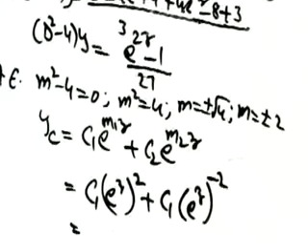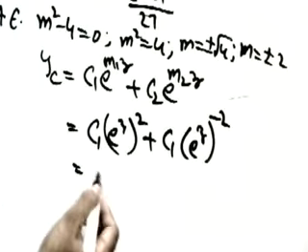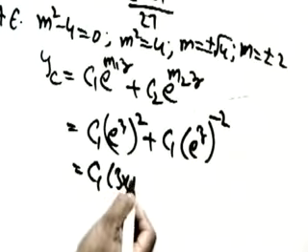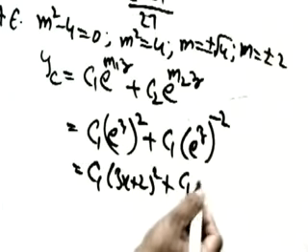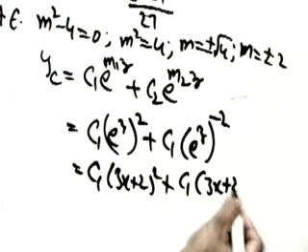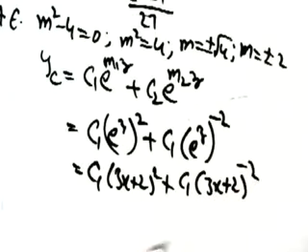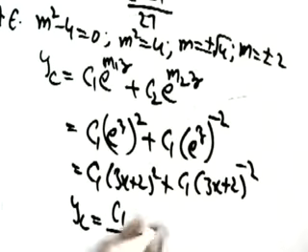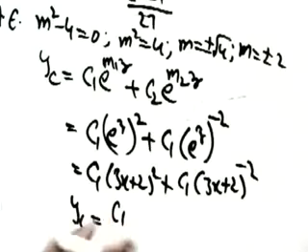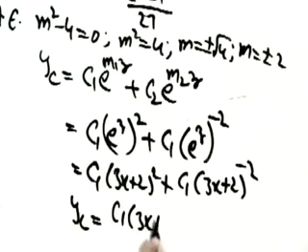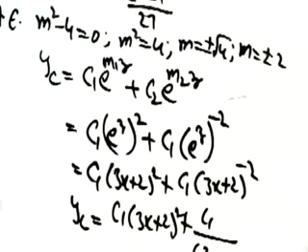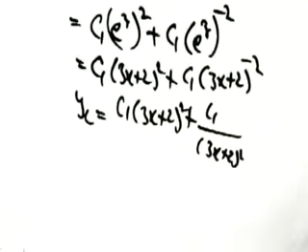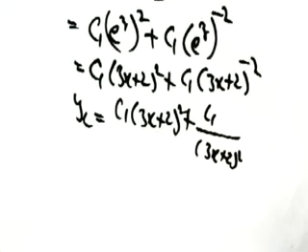Now in the above board, the value of e power z is 3x plus 2. So we write like this: c1 into (3x plus 2) whole square plus c2 into (3x plus 2) whole power minus 2. We bring this down, therefore we get the complementary function as c1 into (3x plus 2) whole square plus c2 by (3x plus 2) whole square. Now we got the complementary function.